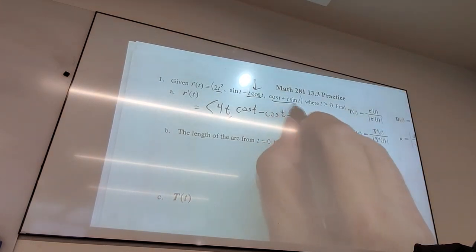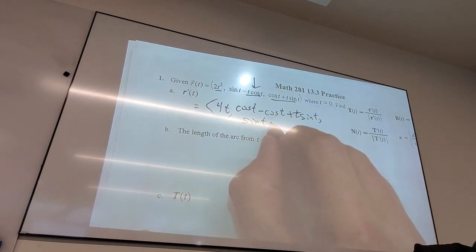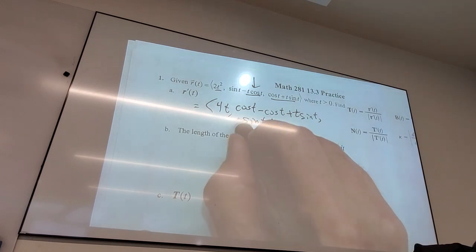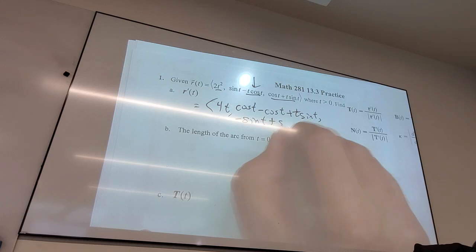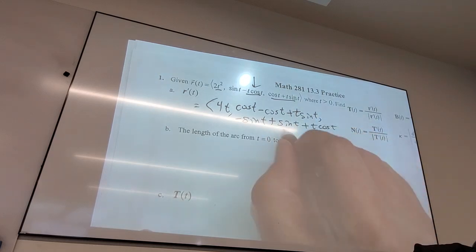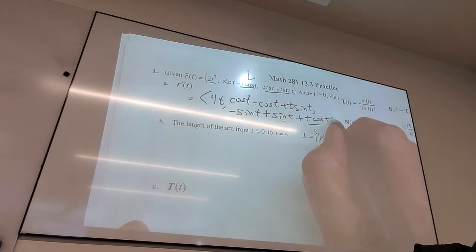What about this last one? Sine t plus t cosine t. So this would be negative sine t, right? Plus sine t plus t cosine t. And this, of course, would be the good old product rule, yes? So everybody with me? You sure? Okay. Do you see anything good happening?